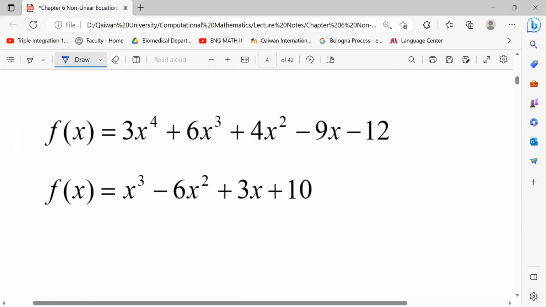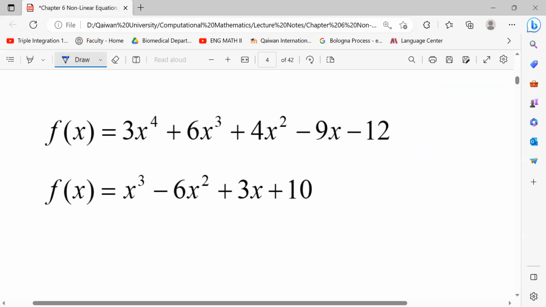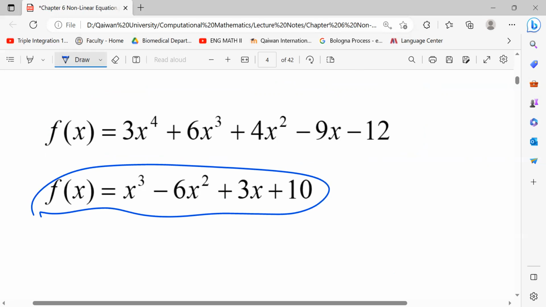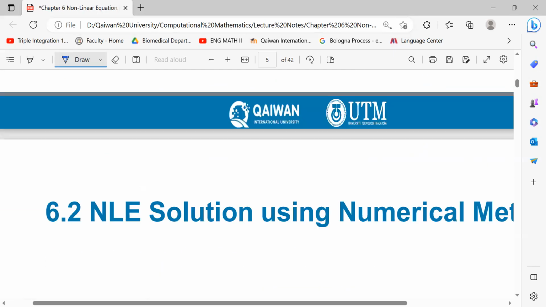As you see, these are nonlinear equations, and it's difficult to find the solutions here as an exact solution. What we do, we use a numerical method for finding an approximate solution. We cannot factorize it, okay? So it's difficult to find the zeros for this equation. What we do, we use one of the numerical methods.